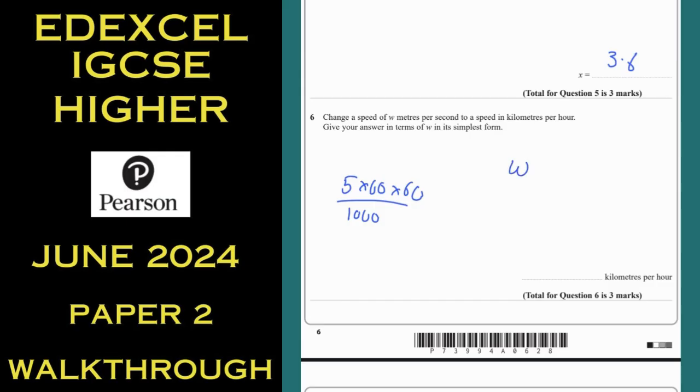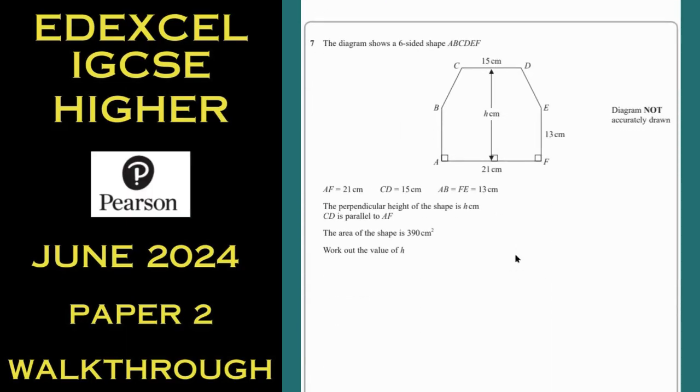Well, if that's what you do for 5, that's what you do for W. So you take your W, you divide it by 1,000, and you multiply it by 3,600. And if you stick 3,600 divided by 1,000 in your calculator, you'll either get 18 fifths, which is a perfectly good answer, or 3.6 W, both proper answers, going to get all the marks.